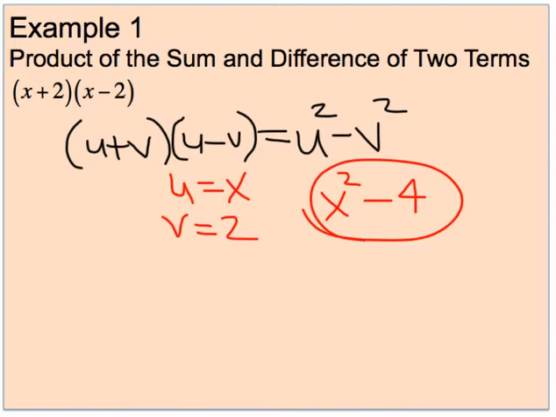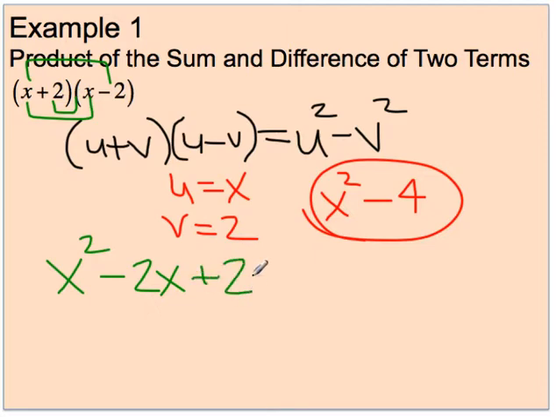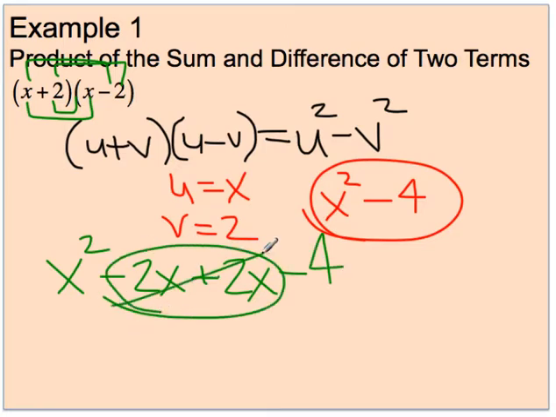And just to confirm here, we can use the FOIL method. We have x times x, which is x squared. Outer times outer, that's going to give us minus 2x. Inner times inner is going to give us plus 2x. And last times last is going to give us minus 4. And we can see that plus 2x and minus 2x are going to cancel each other out. And we do in fact get x squared minus 4.